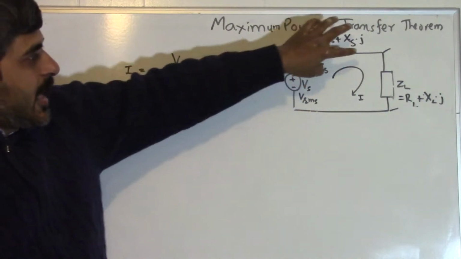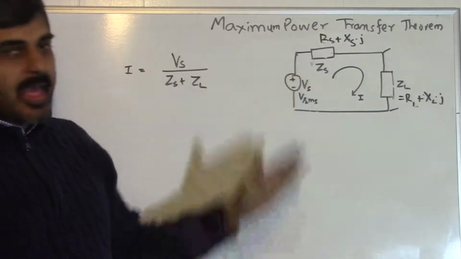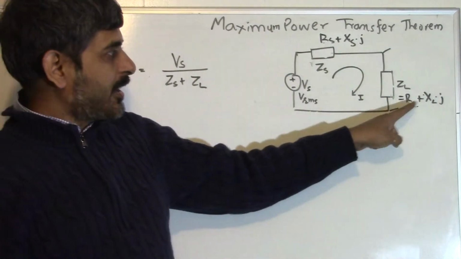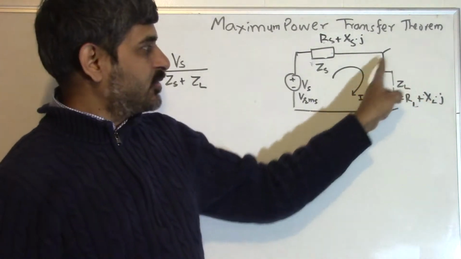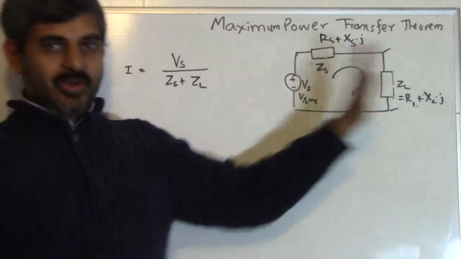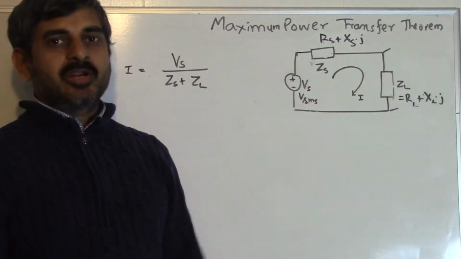The V source and this Zs component are fixed, and we are trying to vary this ZL component, RL and XL, and find out for what value of ZL the power delivered to it will be maximum. This theorem has very important implications.